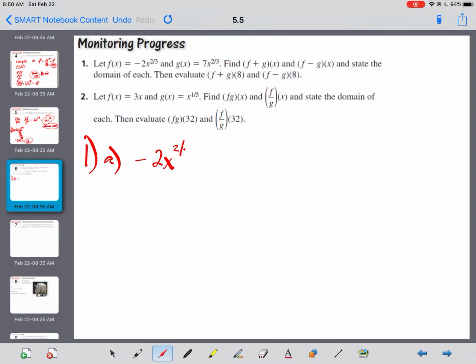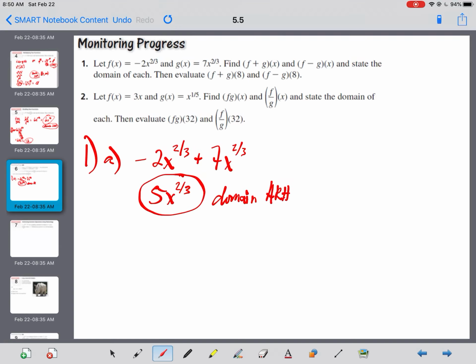So negative 2x to the 2/3 plus 7x to the 2/3. They're the same kind, so we can add them. So negative 2 and 7 makes 5x to the 2/3. That's my piece. I'm doing a cube root. I can cube root anything. So my domain is all real numbers, or you could do the big heavy R with the double line, or you could say negative infinity to positive infinity with curves because you can't touch infinity. So there's my domain. And then I have to evaluate it for 8.